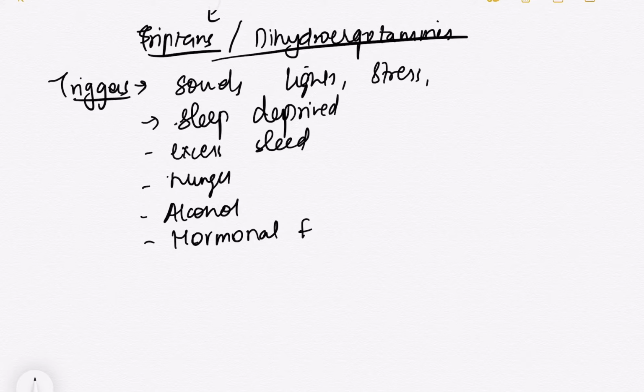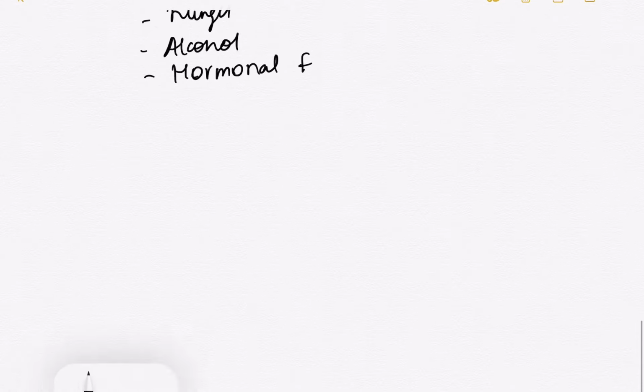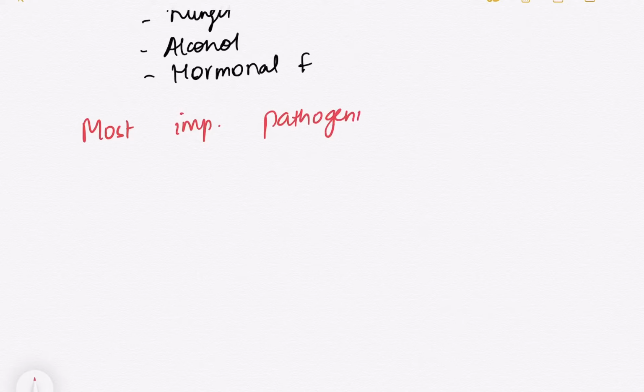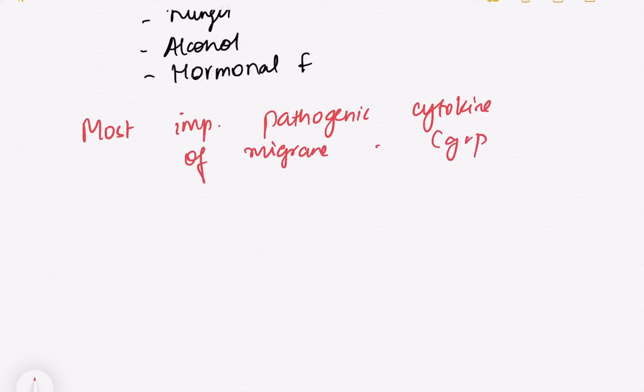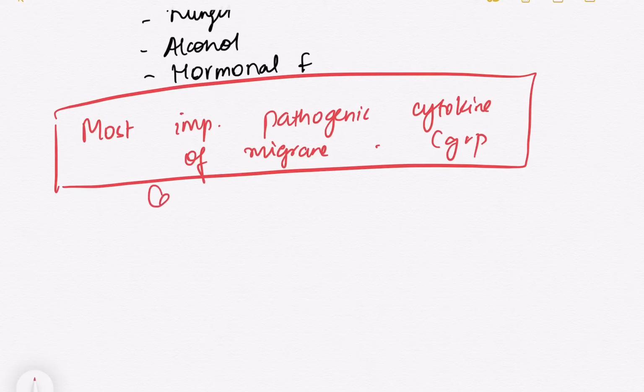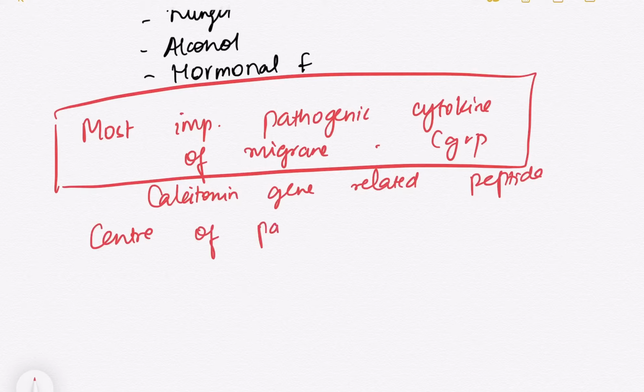Fine, now let's move to one important question, that what is the most important pathogenic cytokine of migraine? So the answer is CGRP, that is calcitonin gene related peptide. Okay, calcitonin gene related peptide. Fine. And the center of pain for migraine is trigeminal-vascular complex. Okay.